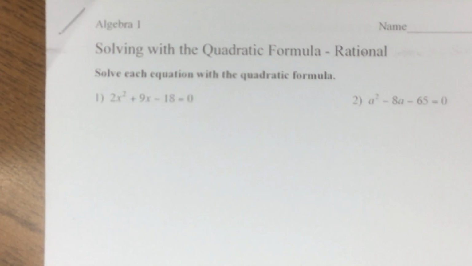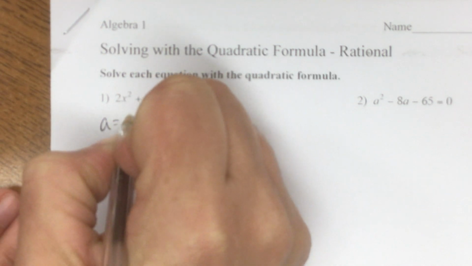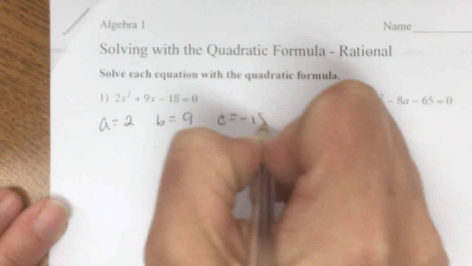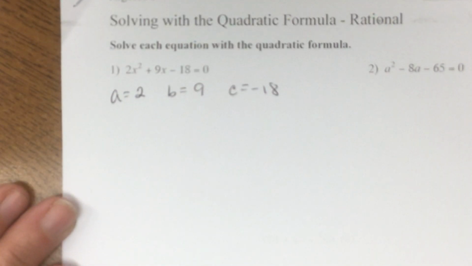Okay, on these problems, I want to work them so that if you're doing your homework, you can double check and make sure you're doing them correctly since we're just getting started doing this stuff. So for number 1, I would write A is equal to 2, B is 9, C is negative 18. And I'm going to work these fairly quickly so you can kind of see how it should look as you get better at it. If you need to pause the video, then please do that.